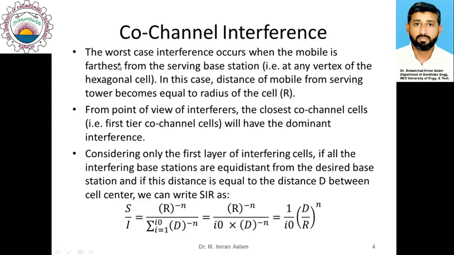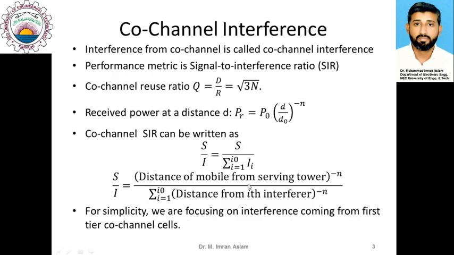So if we want to calculate the significant or worst case effect of interference, in that case we have to place the mobile equipment at the vertex of hexagon. In this case, the distance of mobile from the serving tower would become equal to the radius r. So the numerator, which is giving you the distance of mobile from serving tower, that becomes equal to r.